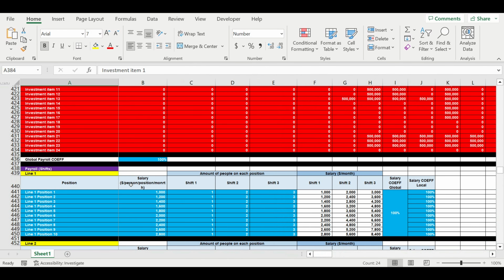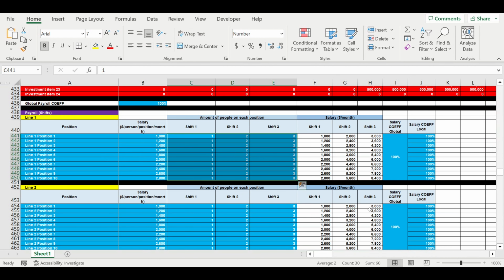Then we are moving to payroll. So these are the coefficients for payroll, local and global coefficients needed for the future scenario play. So this is the payroll for line 1. Here we have the list of positions that work on line 1. This is the salary of one person on each position. This is the number of people on each position, depending on 1 shift work, 2 shift work, or 3 shift work. So here we specify this information.